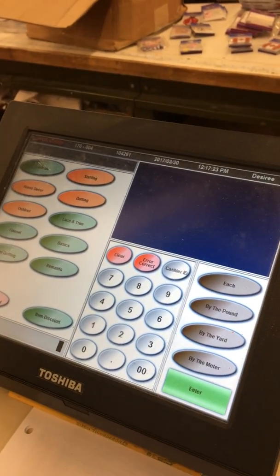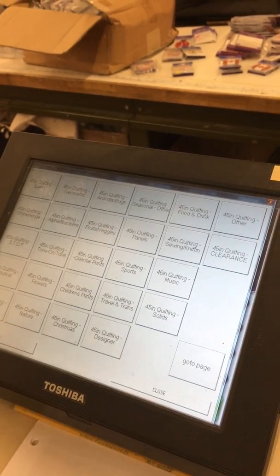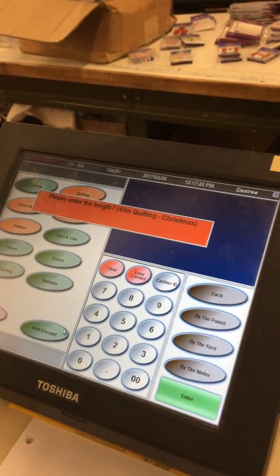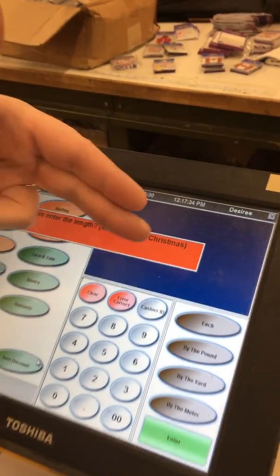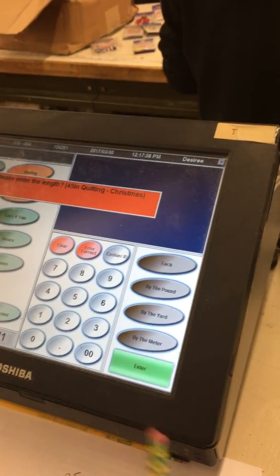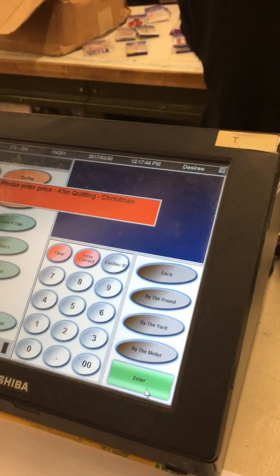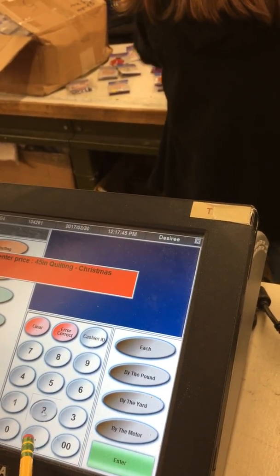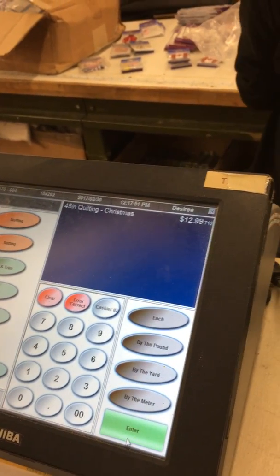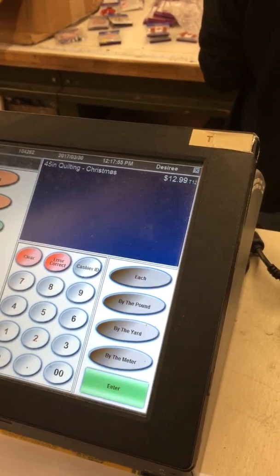So if I just cut some quilting cotton, I know it's quilting cotton, but then I have subcategories. Oh, you're using flip charts. Okay. So say I did Christmas fabric, then I would pick Christmas. And then this is going to say, okay, enter the length of the fabric. So I did 1 yard, and then I'm going to hit enter, and then the price was $12.99 a yard, and then you hit enter, and then to print it, I'm going to hit by the yard.